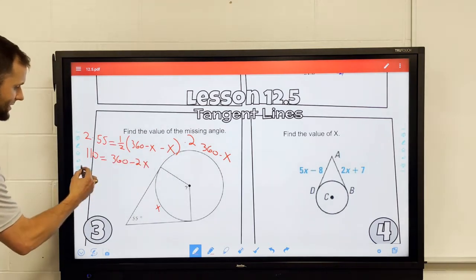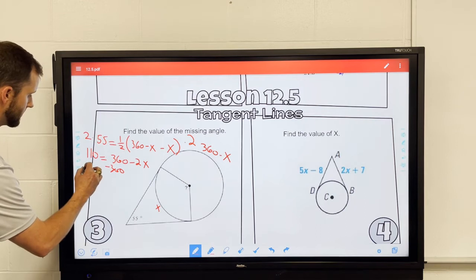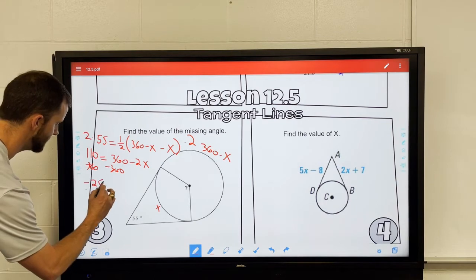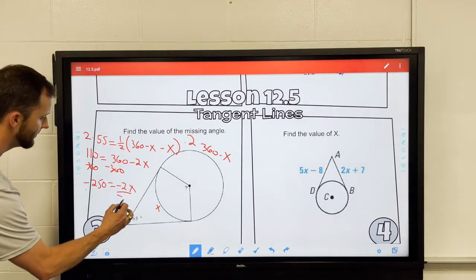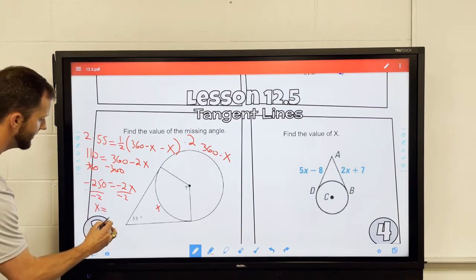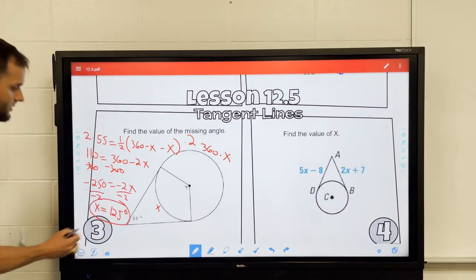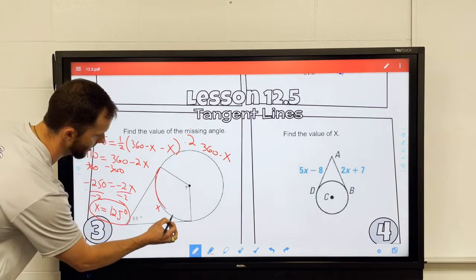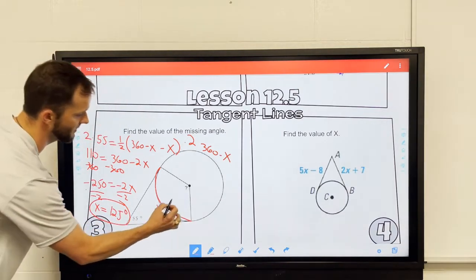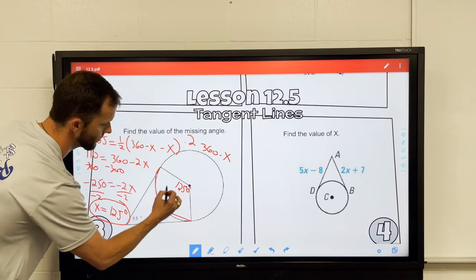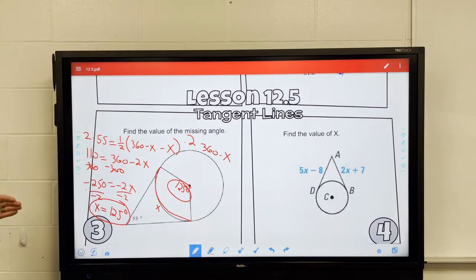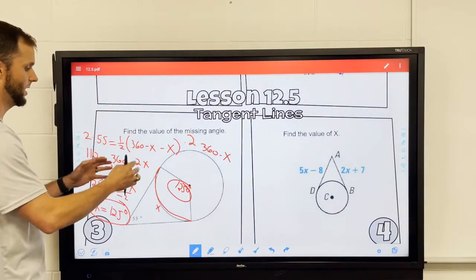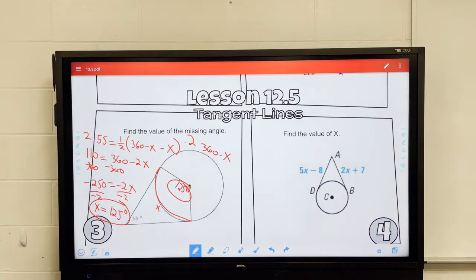I'm going to subtract 360 on both sides. And when I subtract 360, that's going to end up giving me negative 250 equals negative 2x. And then I'm going to divide by negative 2 on both sides. So x is going to be equal to 125 degrees. So if x equals 125 degrees, remember, this is the arc. The arc and its central angle are the same, so that means my missing angle is 125 degrees, ladies and gentlemen. So literally all I did was took the concept of the formula that I learned up top on your paper, and I used that concept to plug everything in and find my missing angle here, okay?